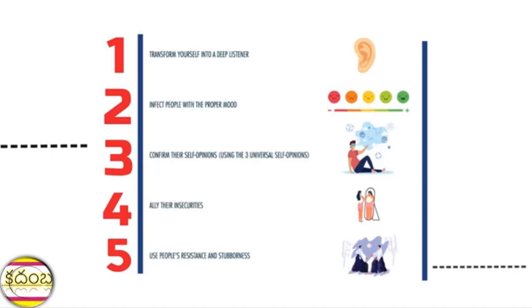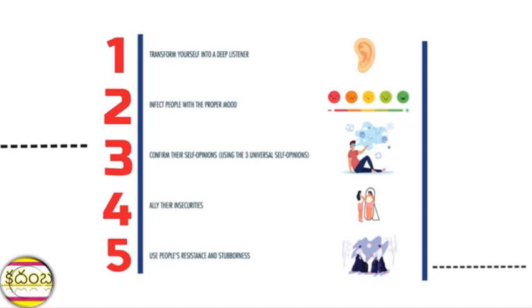4. Ally their insecurities. Once you have identified someone's insecurities, be careful not to trigger them, and then go about giving compliments and flattering them about those qualities. 5. Use people's resistance and stubbornness. Subvert people's emotions, language, and stubbornness in a constructive way. Use the language back at them, because it is very hard for people to not follow the words that they have used themselves.